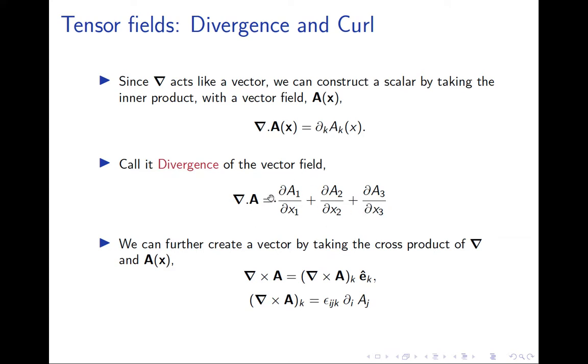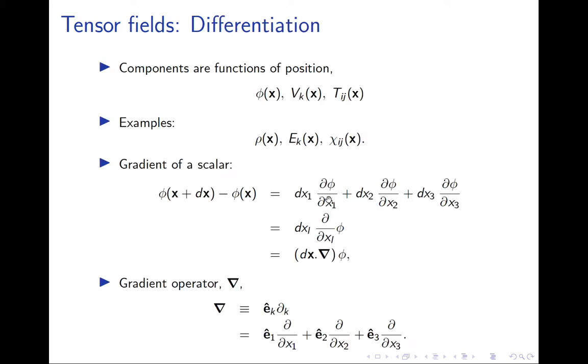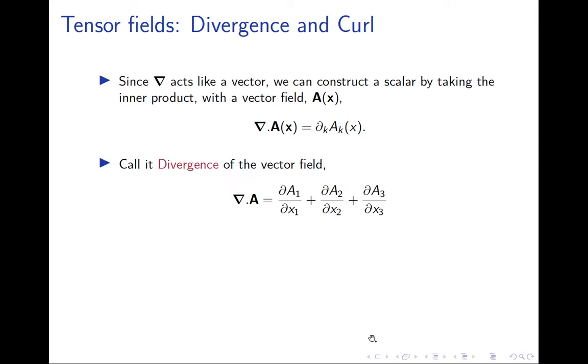It's better to commit to memory how to take the gradient and divergence, because you'll need them so often. It's more efficient if you commit them to your memory.